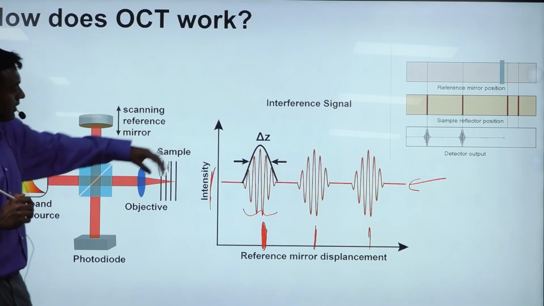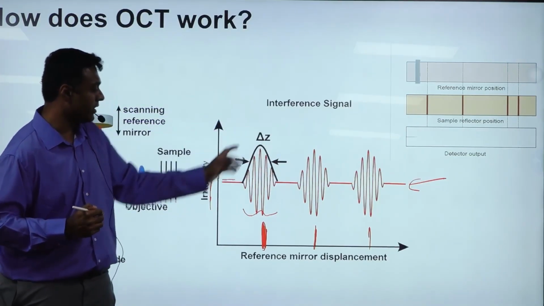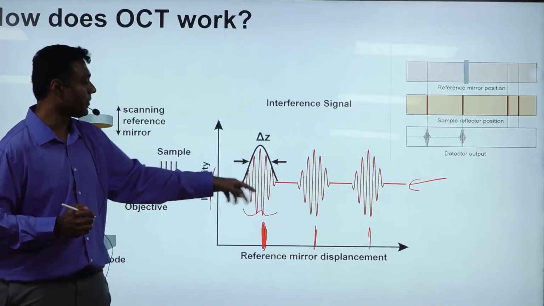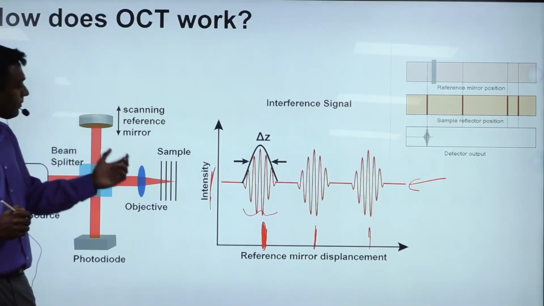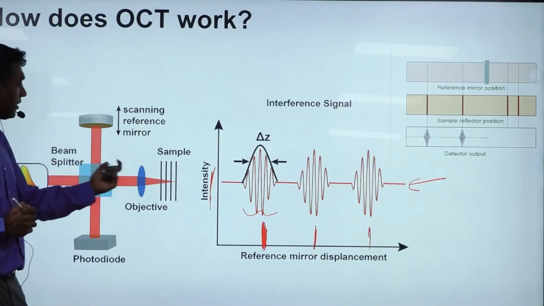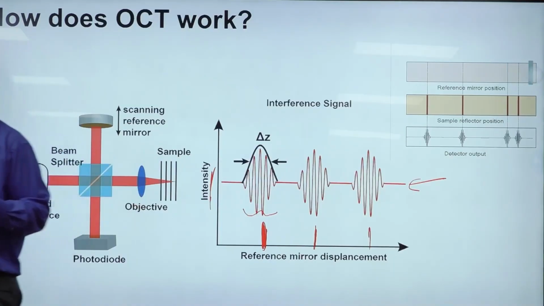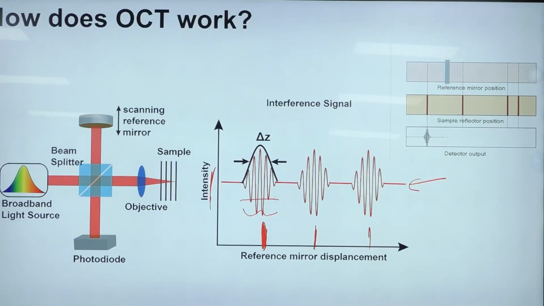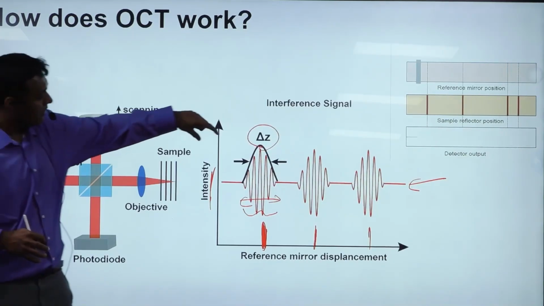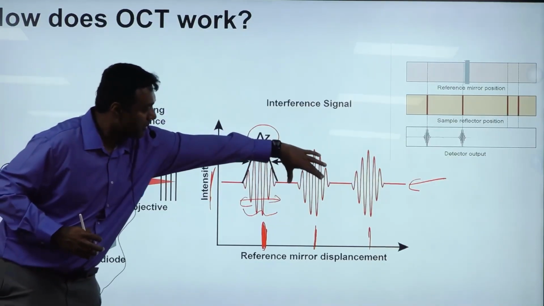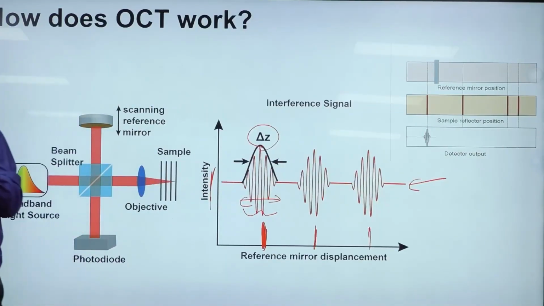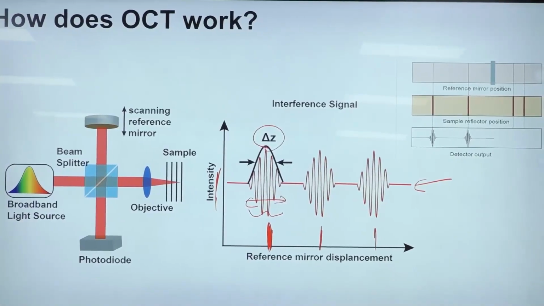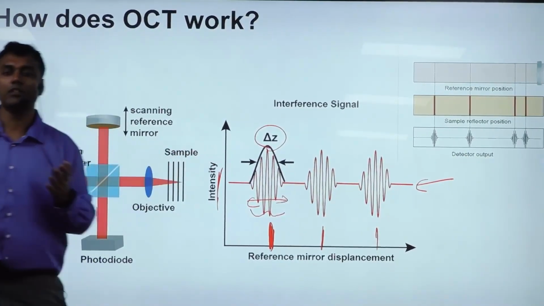The crucial thing here is that this one burst, this oscillation or wave pattern that you measure at the detector, corresponds to one location. This width we call delta z. Imagine that if this pattern comes closer and closer, at some point it will merge with the other pattern and you cannot distinguish the two. Therefore, delta z is essentially the resolution.